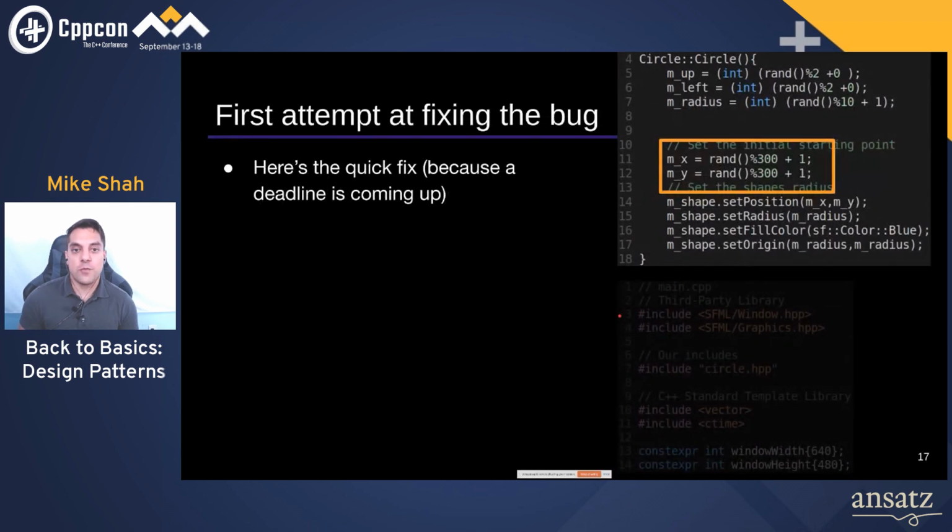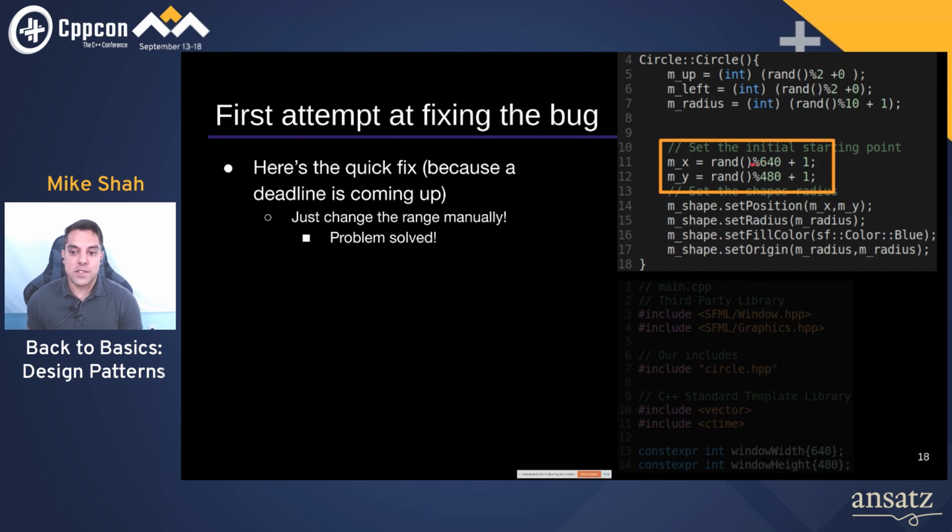Okay, so great, we find the actual bug. So let's try to fix it. Let's be good software engineers as we've been newly hired for this company. And deadline's coming up, so let's do a quick fix here. Let's just adjust the range. So it's now 640 by 480. Problem solved, it's going to look just as good and have the intended effect that you wanted.